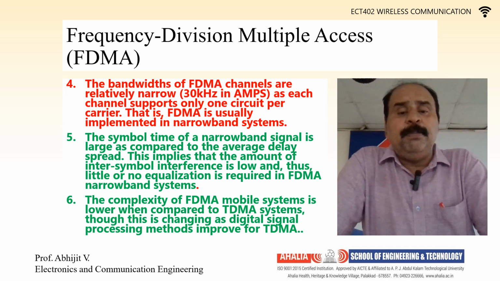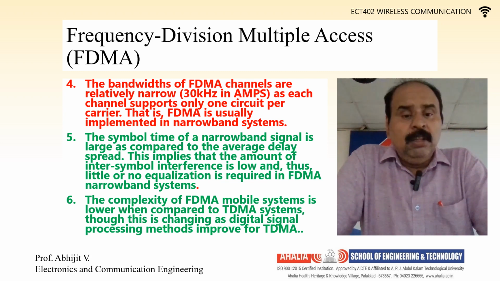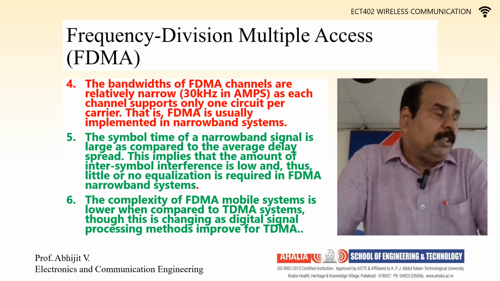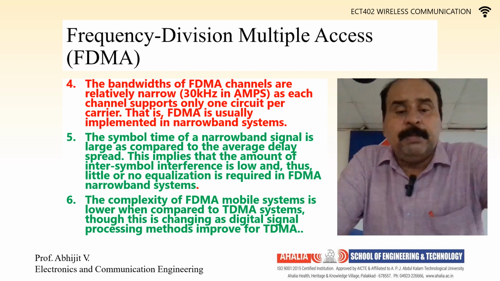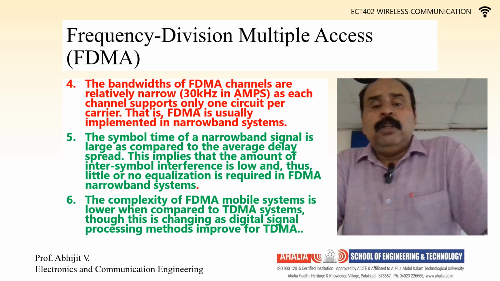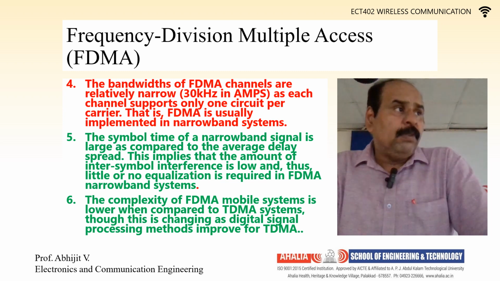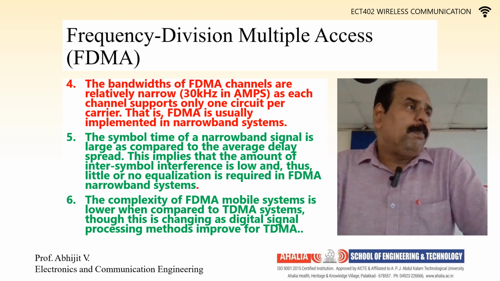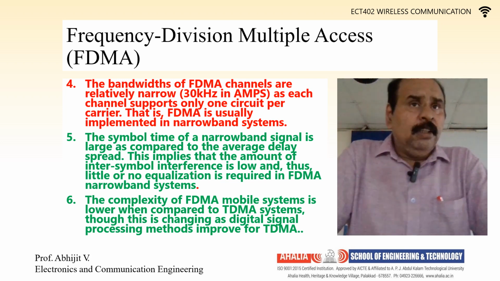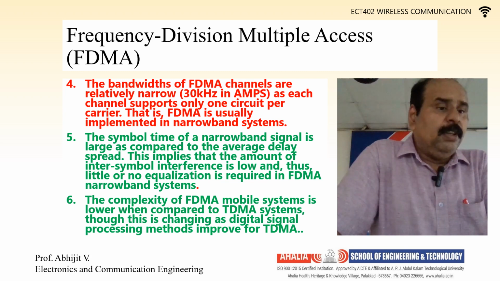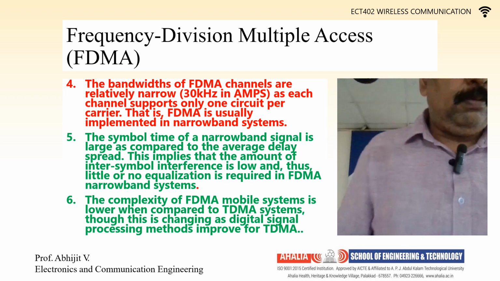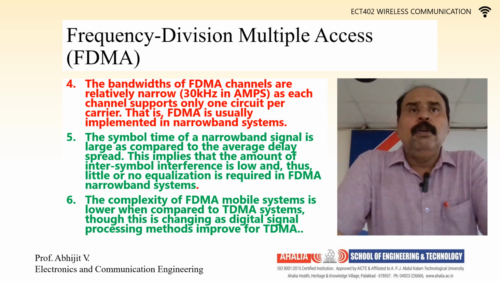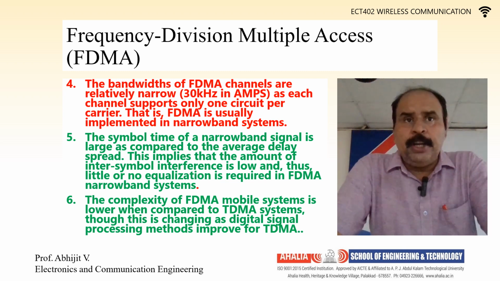The complexity of FDMA mobile systems is lower when compared to TDMA systems, though this is changing with digital signal processing methods. In TDMA, when you start using digital signaling, the complexity is getting slightly reduced or is coming into a different phase. We will see about it as we go on. Shall we proceed to the next point?